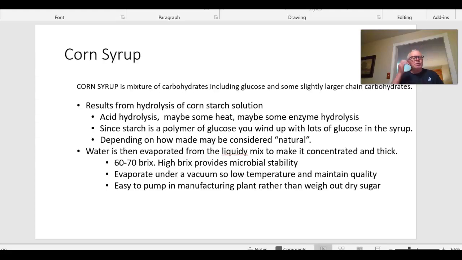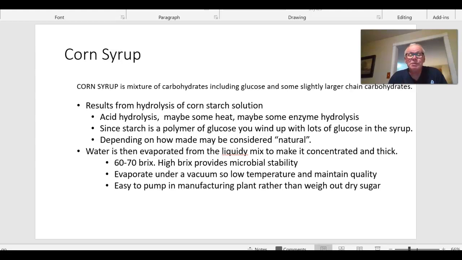I want you to know the difference between corn syrups and high fructose corn syrup. These terms are used a lot in nutrition, so you ought to know something about them. Let me just say this. Corn syrup comes from corn. It's a mixture of carbohydrates that include glucose and also some slightly larger chain carbohydrates. It results from the hydrolysis of cornstarch.